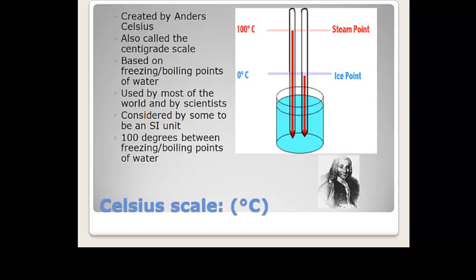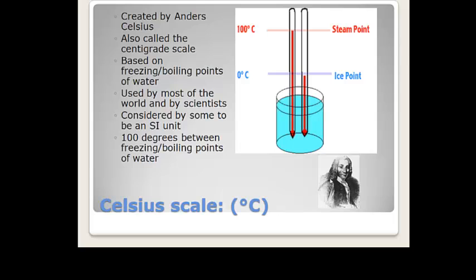The Celsius scale is a little different. It was created by a man named Anders Celsius. Sometimes it's also called the centigrade scale. This scale is based on the freezing and boiling points of water, so it's very user-friendly. It's used by most of the world and by scientists. This is considered by some people to be an SI unit. There are 100 degrees between the freezing and boiling points of water.